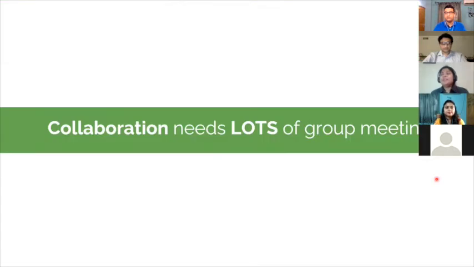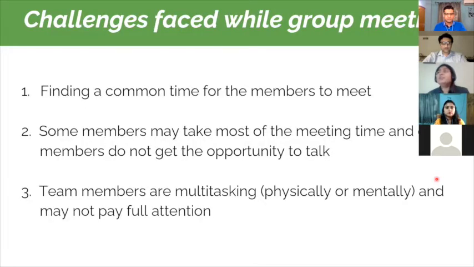Okay, so now the second part of collaboration is group meetings. When you do collaboration, you need to have lots of small group meetings. So what are the challenges of doing a small group meeting? Sometimes you cannot find a common time for the members to meet. Another point is that some members can be dominating and some members can be shy, so there is not good participation happening in the meeting.